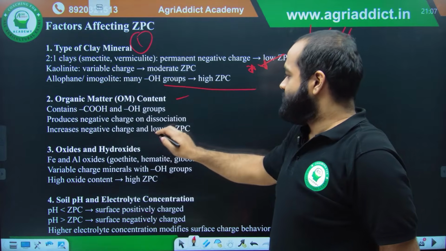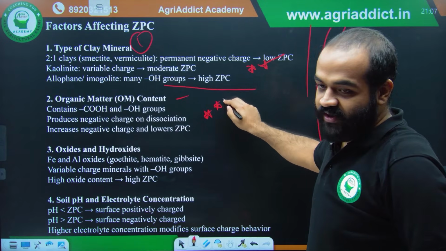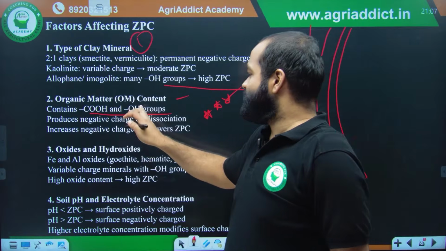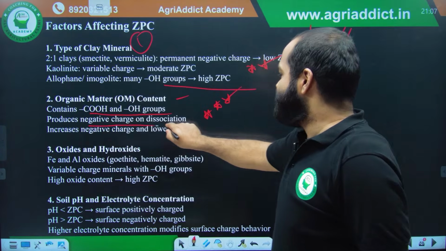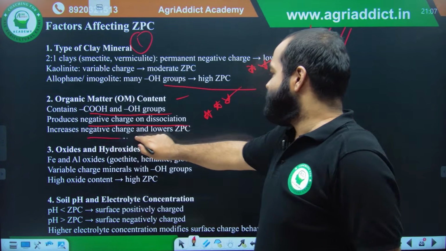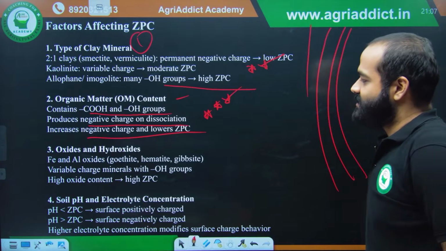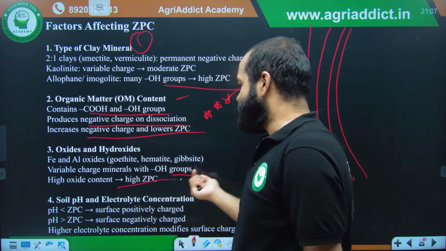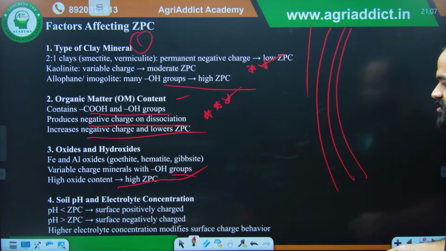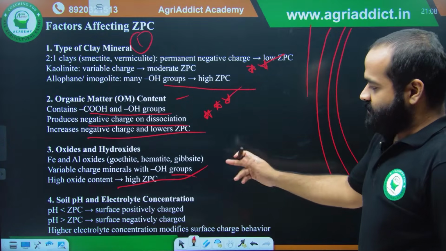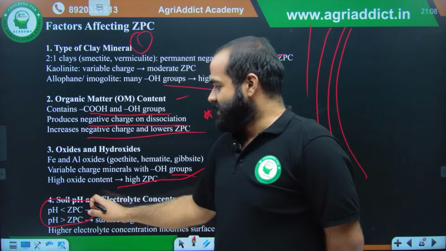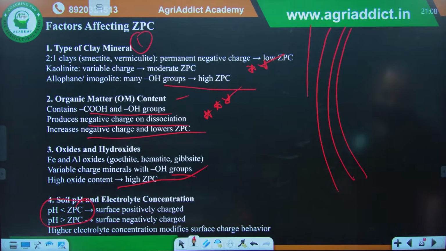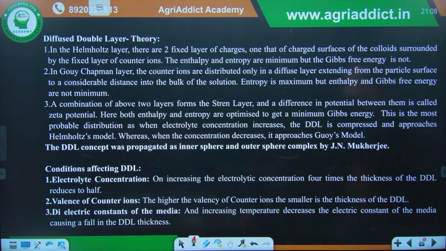Organic matter content, I have told you repeatedly, contains carboxylic and alcoholic groups, produces negative charge on dissociation, increases negative charge and lowers ZPC. Oxides and hydroxides, Fe and Al oxides, variable charge minerals, high oxide content, high ZPC. Soil pH and electrolyte concentration, this also I explained in detail. If pH is less than ZPC, the surface is positively charged. If pH is more than ZPC, the surface is negatively charged.